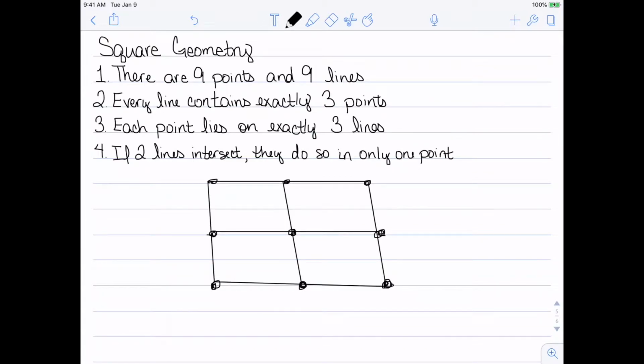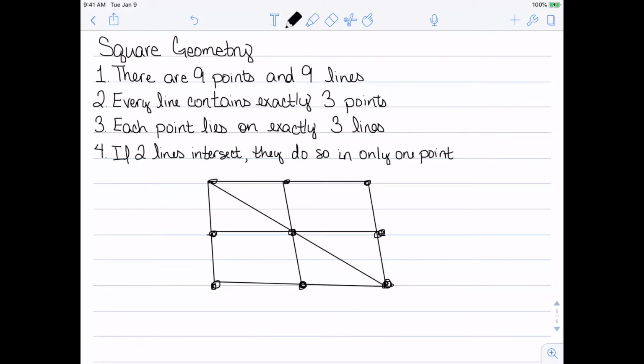So that gives us 6 of our lines, each one containing exactly 3 points. We can then go diagonal from the top left to the bottom right. So there's a 7th line. It might be intuitive to now start with the top right down to the bottom left, but then our center point would have more than 3 lines, so that's not going to work.